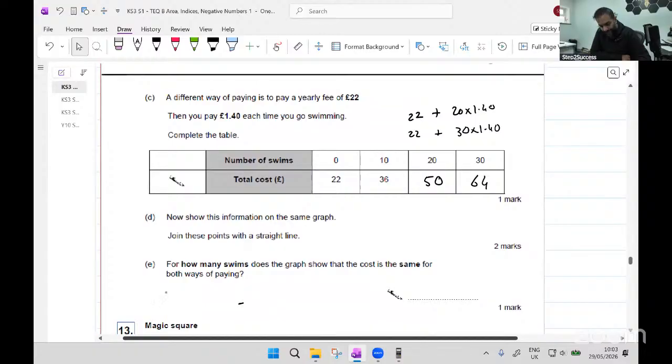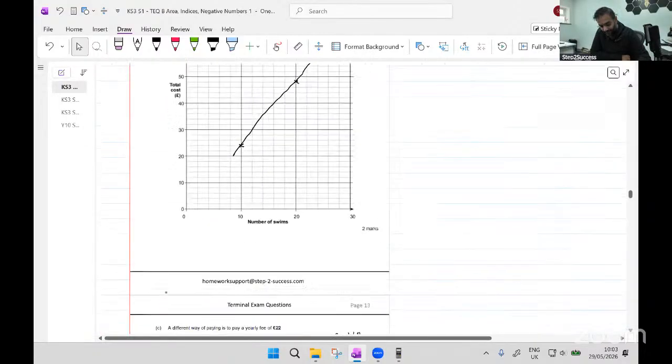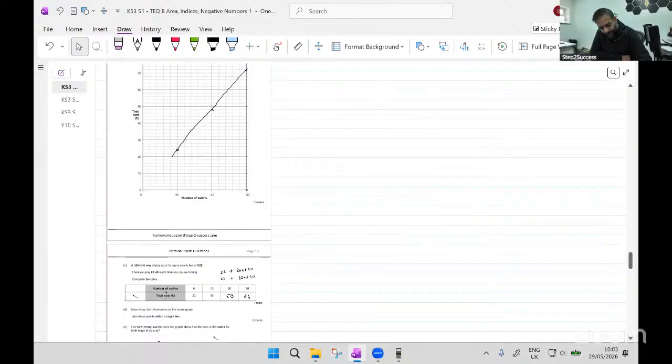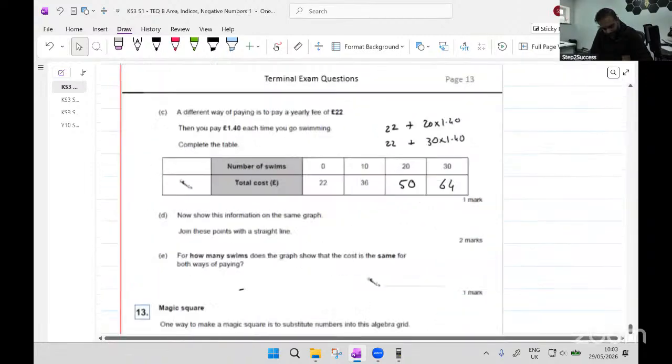Now show this information on the same graph. Oh, jeez, okay. So 0, 22, 10, 36, 20, 50, and 30, 64. Okay, so then you draw a line like that or something like that.